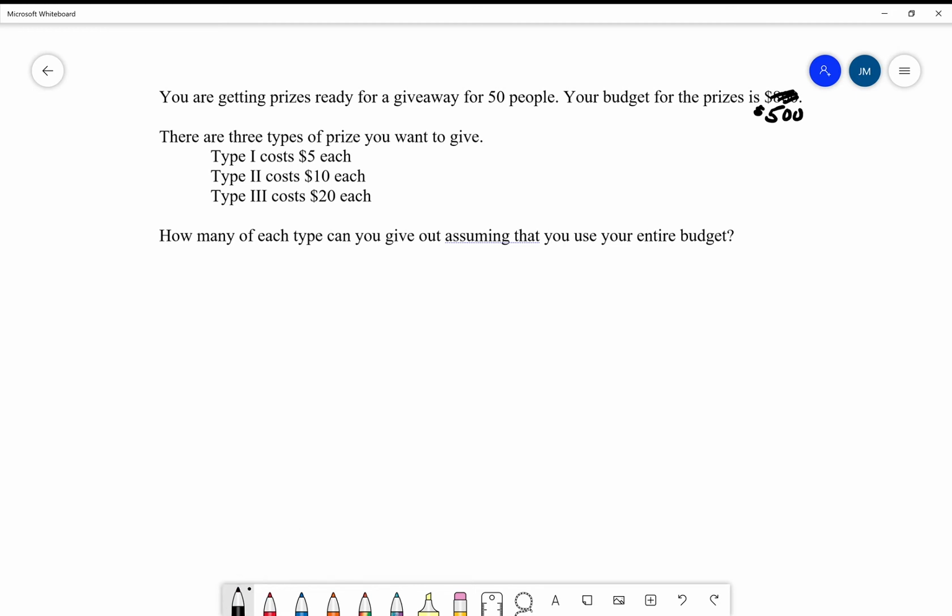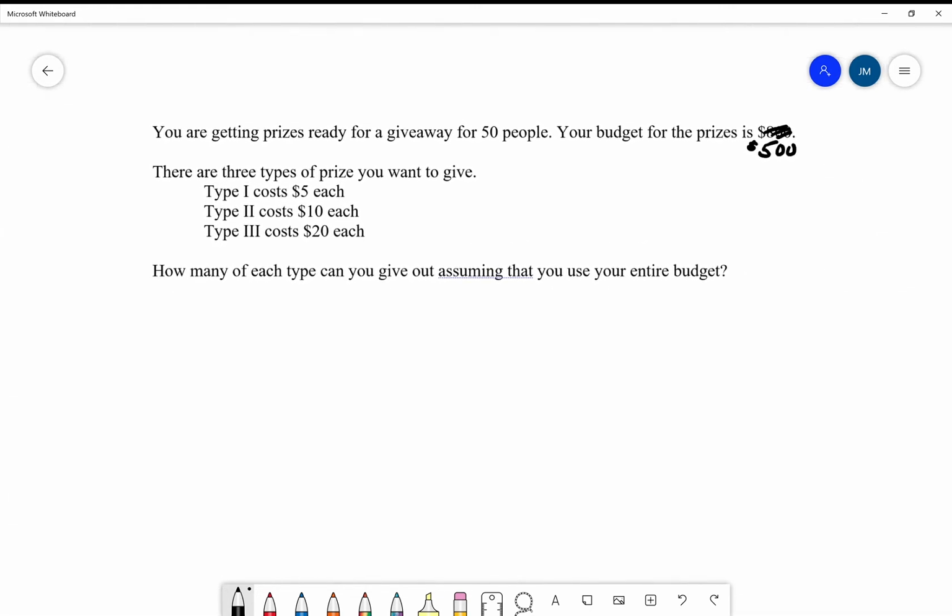Okay, so in this problem, what we're going to do is look at a situation that involves a system of equations, and we're going to use matrices to solve it just because that's kind of where we are right now. This situation is a little bit different as we're going to discover.